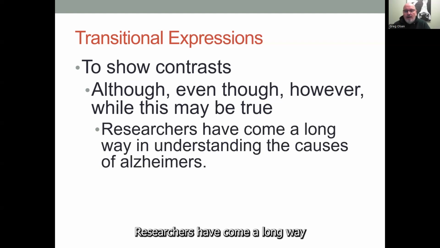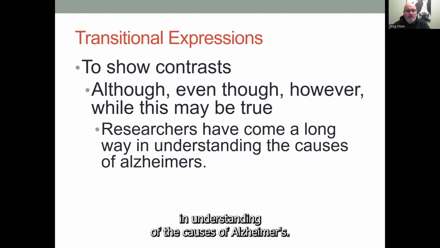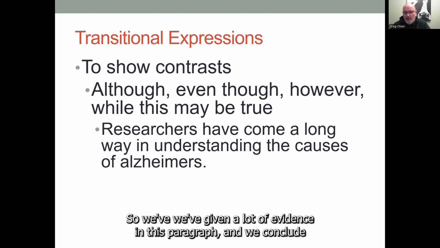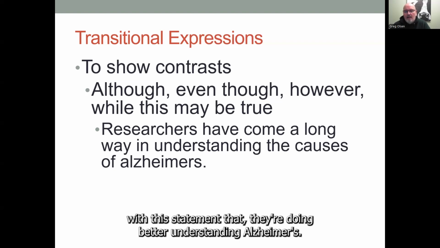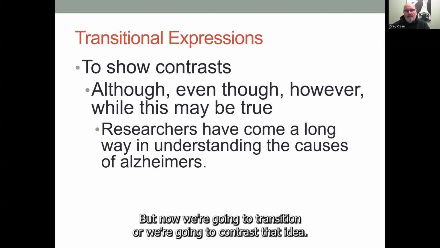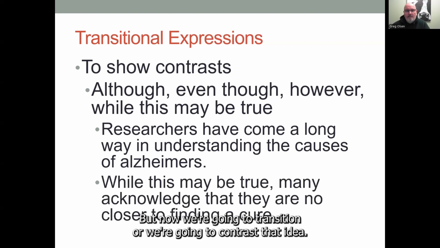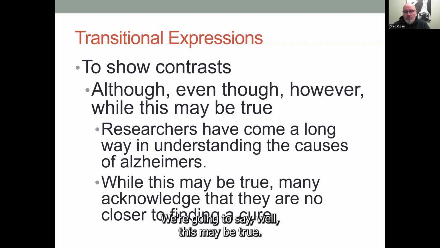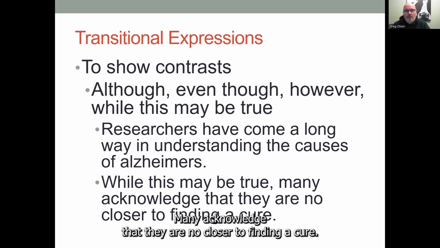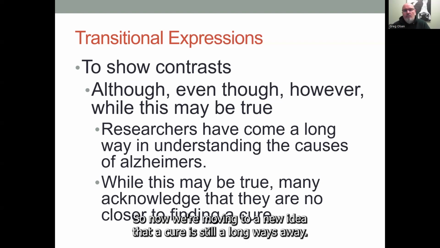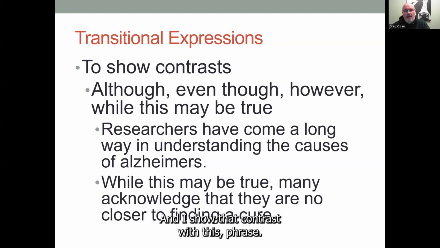Researchers have come a long way in understanding the causes of Alzheimer's. Okay, so we've given a lot of evidence in this paragraph, and we conclude with this statement that they're doing better understanding Alzheimer's. But now we're going to transition, or we're going to contrast that idea. We're going to say, while this may be true, many acknowledge that they are no closer to finding a cure. So now we're moving to a new idea that a cure is still a long ways away. And I show that contrast with this phrase, while this may be true.